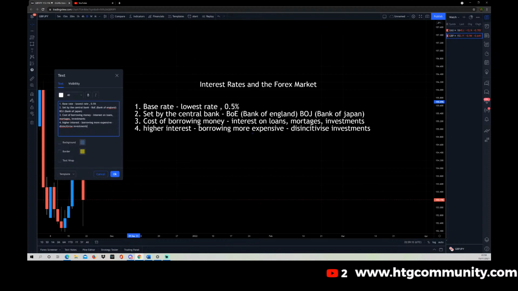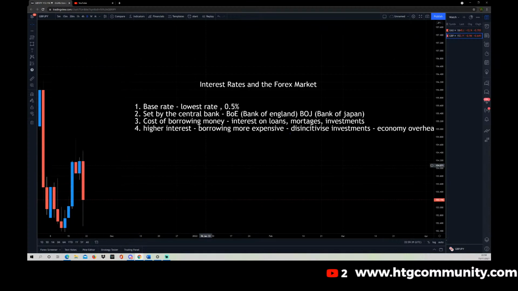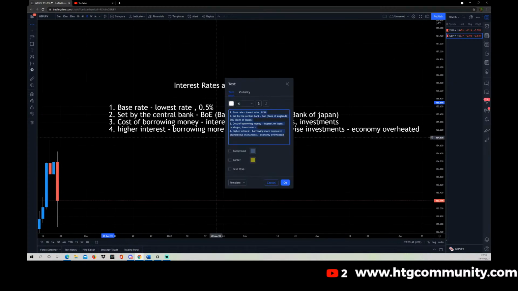Okay, so usually when an economy is doing good, or let's say, to be a bit more precise, let's say that the economy is overheated. Overheated is a good word to describe it. So it's disincentivized investments, and let's just say economy overheated, right? So we almost need to take our foot off the gas a little bit, right? So that's obviously a key point.